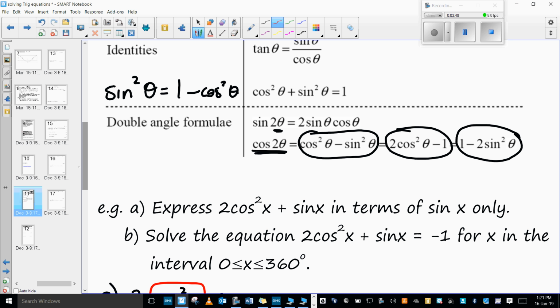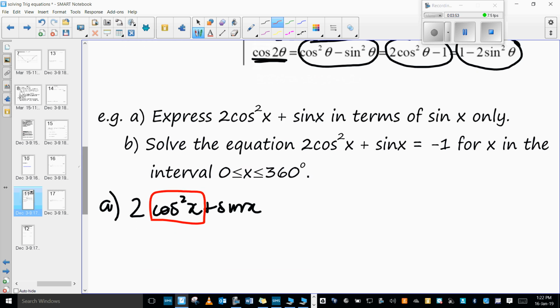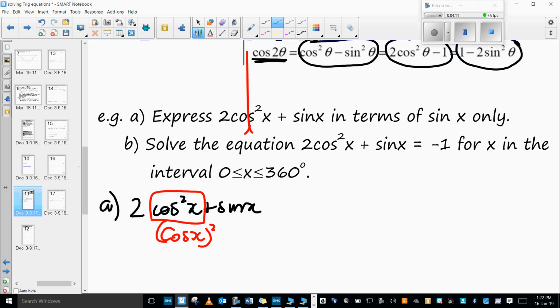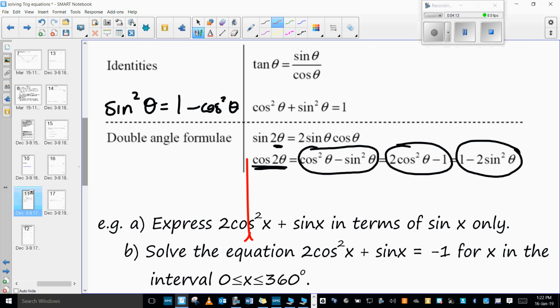Now, be careful here. This says cos squared x, not cos 2x. Remember that this secretly means this, but they just put the squared sign in between. So it's not going to be this one. It's not going to be this one. Which one is it going to be? The first one isn't the cos squared one? It's this stuff up here, yes?